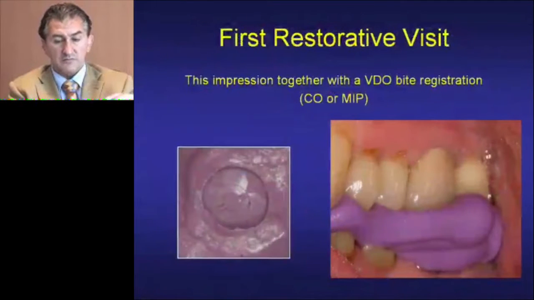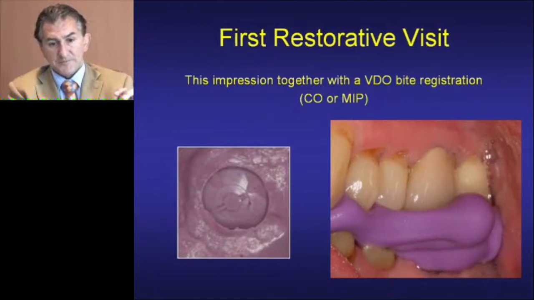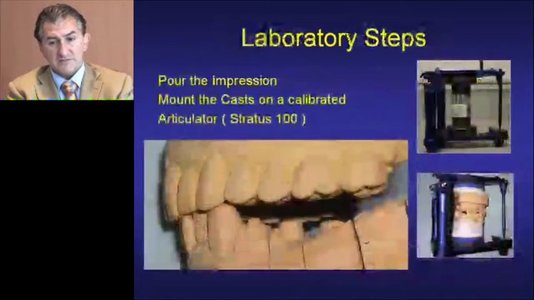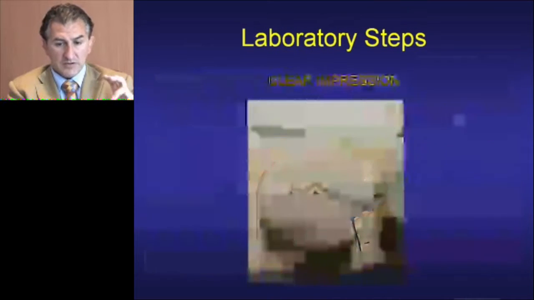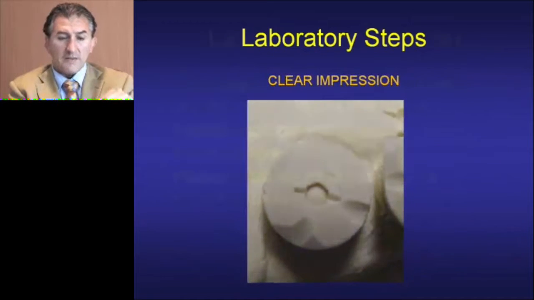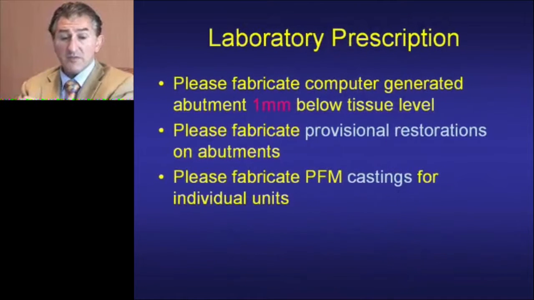The impression should be clear. An interocclusal record, vertical dimension, and maximum intercuspation or centric occlusion is made. The laboratory mounts the casts on a Stratus articulator, and it's calibrated, and we make sure that every impression is clear. The lab prescription, and this is important, so you may want to write this down.